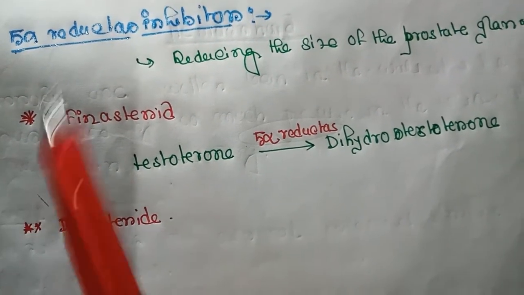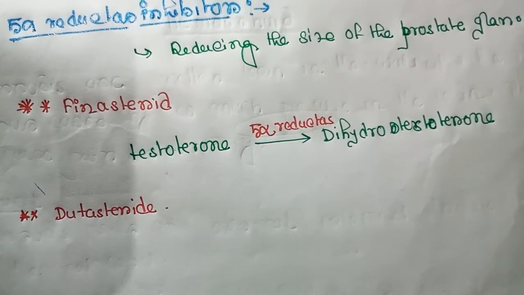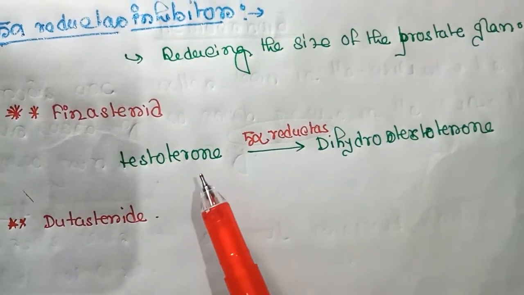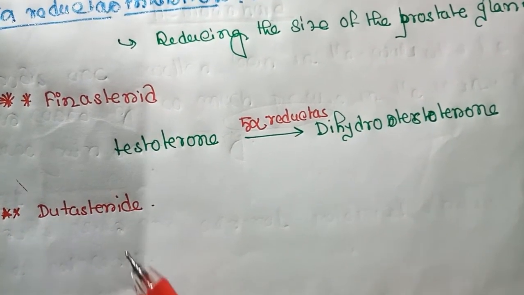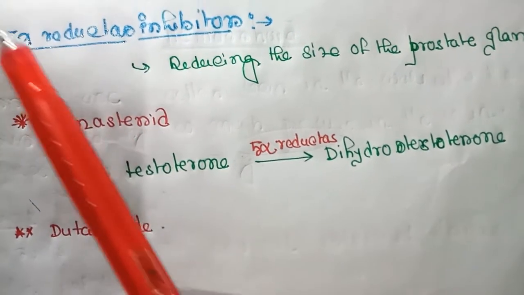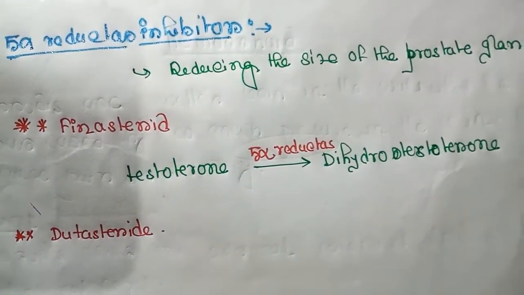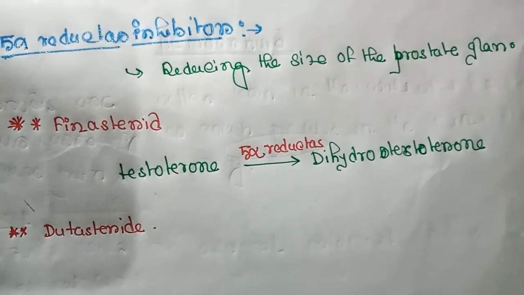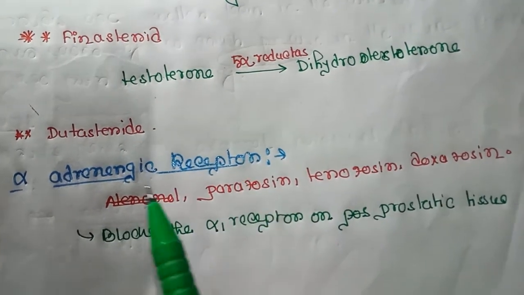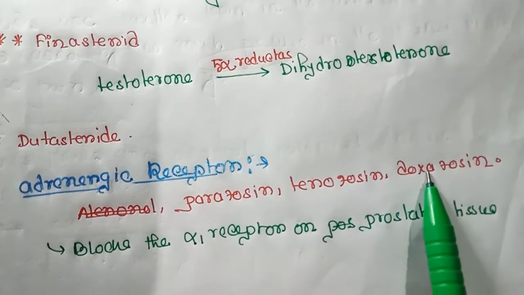Another 5-alpha reductase inhibitor drug is dutasteride. Dutasteride has the same effect on prostatic tissue as finasteride and is a dual inhibitor of type 1 and type 2 isoenzymes. Next, alpha adrenergic receptor blockers. The drugs are prazosin, terazosin and doxazosin.